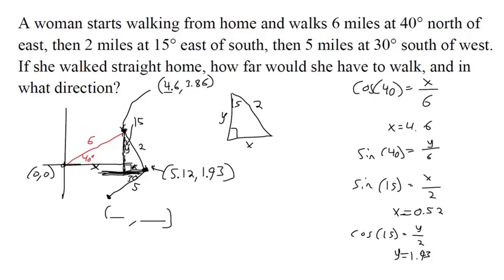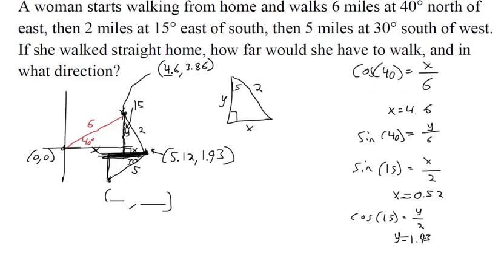Okay, so this point was at 4.6, 3.86. This point's 5.12, 1.93. And now we got another right triangle going on, because this is our western direction, and then if we were to go straight south, that's the y-coordinate we're wondering about. So we're talking about this triangle. Let me draw it off to the side since it got a little crammed in there. This is 5, we've got our right angle, and we're talking about a 30-degree rotation for that crazy walk home.